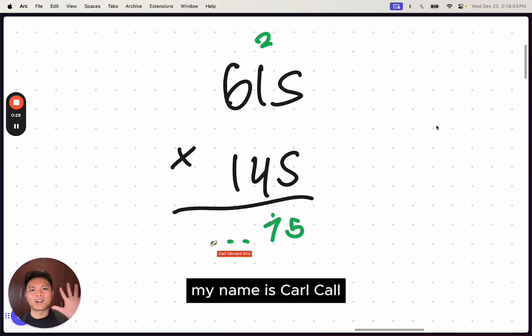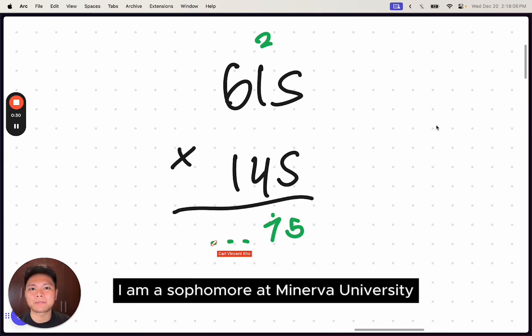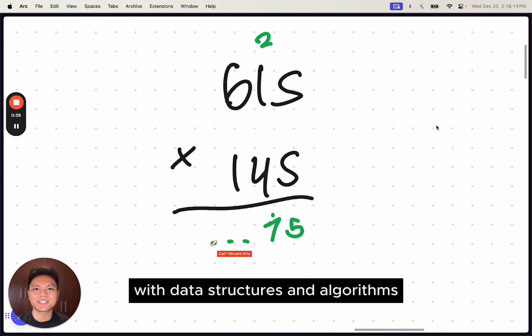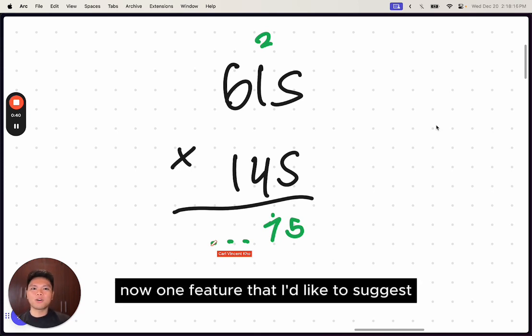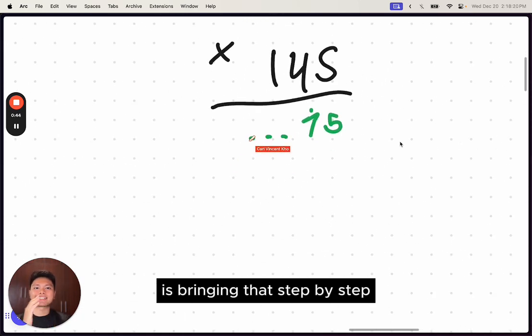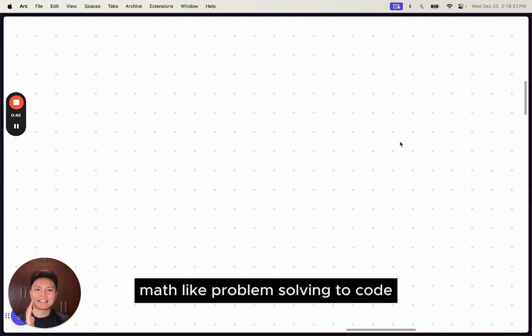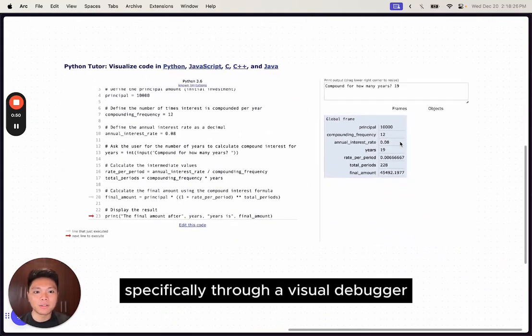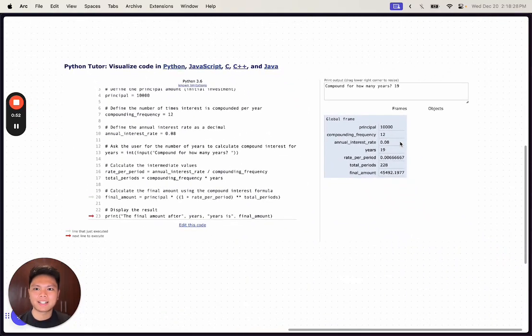Hi, my name is Carl Kaw. I am a sophomore at Minerva University, currently pursuing computer science and currently studying, prepping for the next semester with data structures and algorithms. Now, one feature that I'd like to suggest is bringing that step-by-step math-like problem solving to code, specifically through a visual debugger.